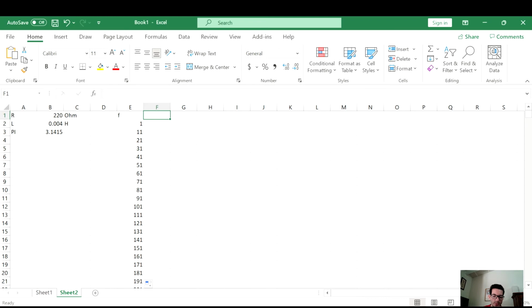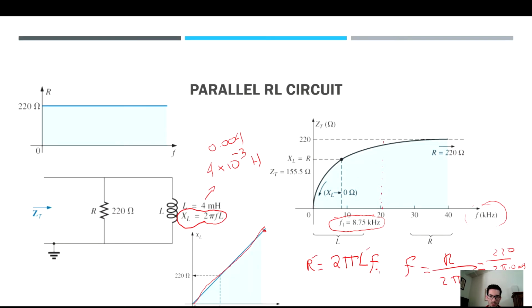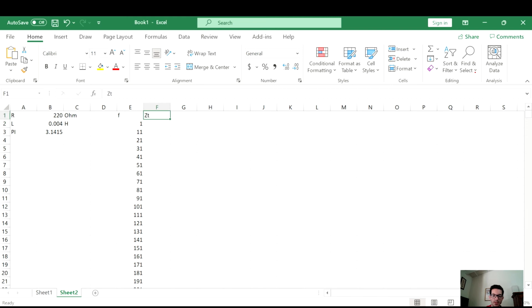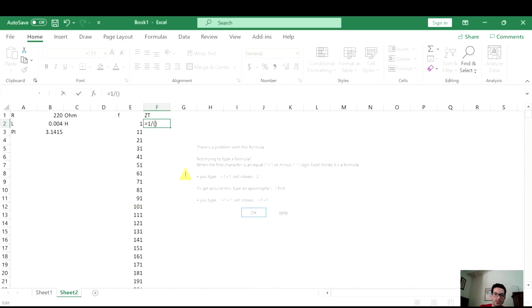So the next thing we want to do is the total impedance, and we know that to compute the total impedance we use this formula: Z for impedance is equal to 1 divided by the square root of 1 over the resistive reactance squared plus 1 over the reactance because of the inductance squared. Okay, so let's do that first. We're going to do Z total equals 1 divided by the square root, in parentheses, of 1 divided by the reactance.